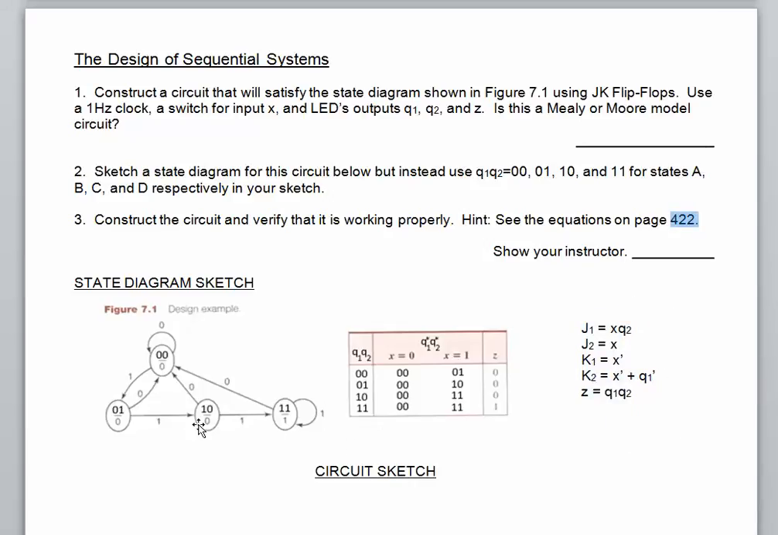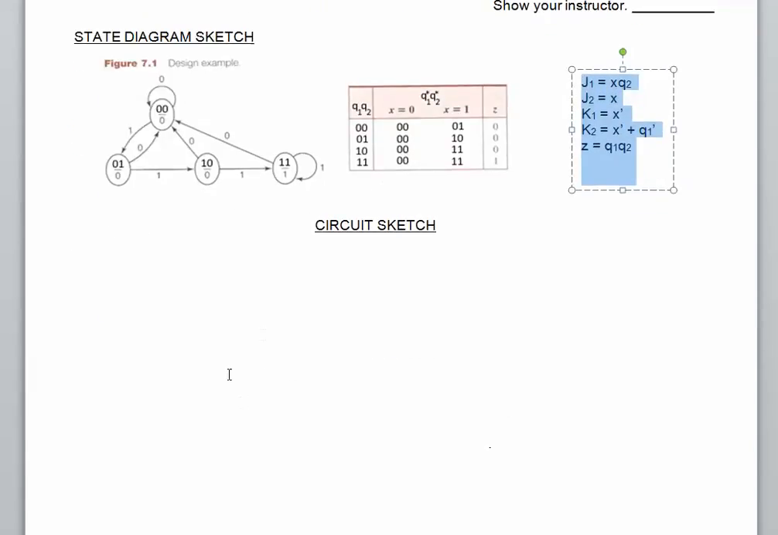So they walk you through how you go from a state diagram to an equation that would lead to a circuit. So what you can do down here for the circuit sketch is you can have 1 square for flip-flop 1, 1 square for flip-flop 2. Make sure you put your X over here and your Z over here. Tie a clock in there as well. And then what you can do is use these equations to figure out what logic gates need to be fed into J1 and J2, K1 and K2, and what output Z should go to.